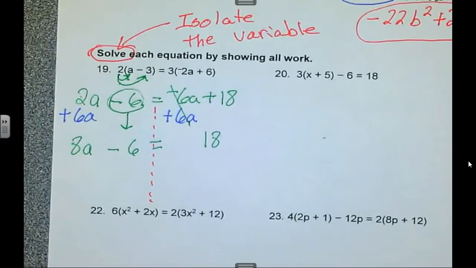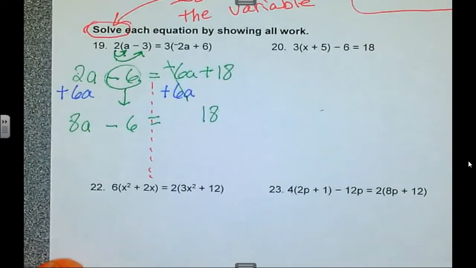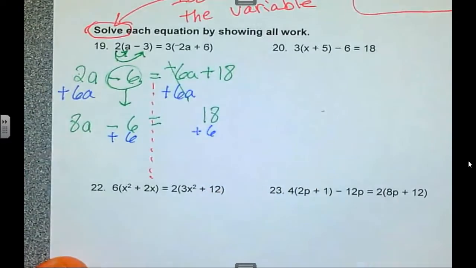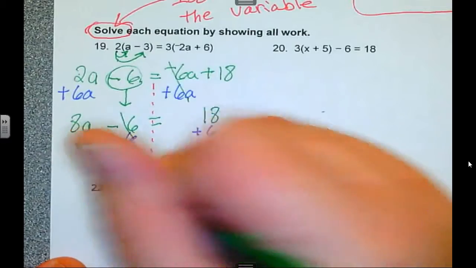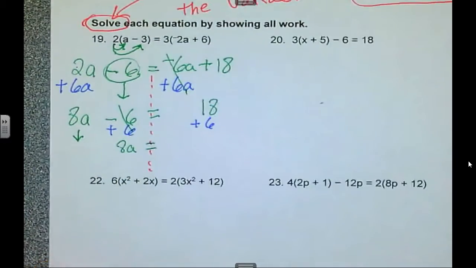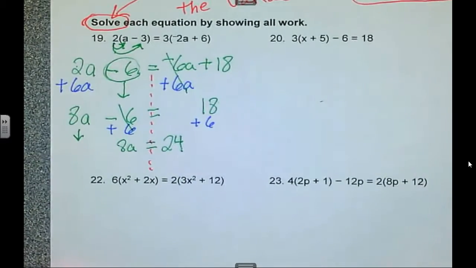Okay. Now I want to get my numbers on the other side. Plus 6. Good. Plus 6, plus 6. These add up to 0. Bring down my 8a. 18 plus 6. Now what?